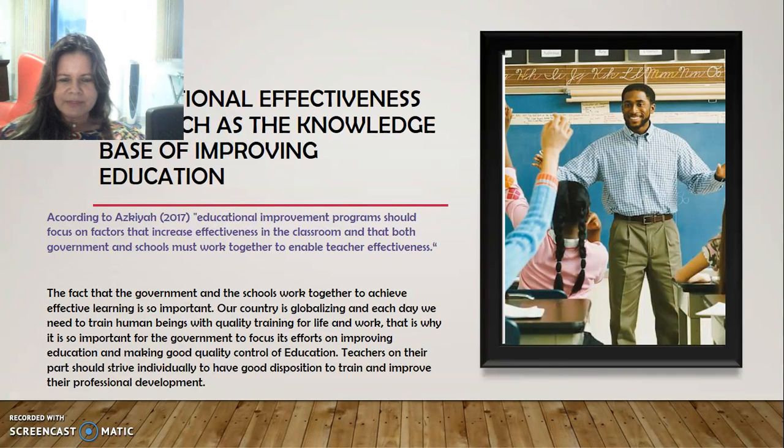Educational effectiveness research and the knowledge base of improving education. The fact that the government and the school work together to achieve effective learning is so important. Our country is globalizing, and each day we need to train human beings with quality training for life and work. That is why it is so important for the government to focus its effort on improving education and making good quality control of education. Teachers, on their part, should strive individually to have a good disposition to train and improve their professional development.